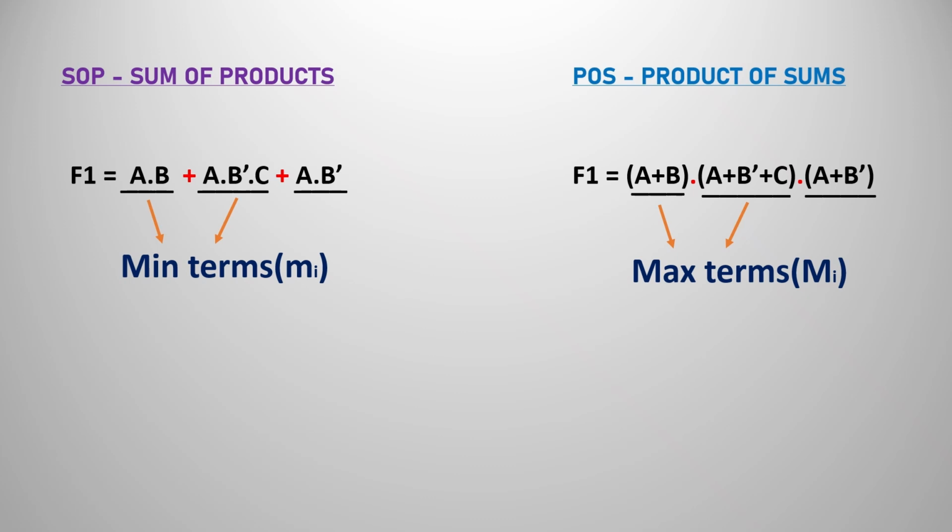So up to now, what we have seen is the sum of products, that is SOP. If you take an example, that is f1, we have seen this example already. The individual terms are known as Minterms, represented by a small m. In the POS, the individual sum terms are known as Maxterms, represented with a capital M.